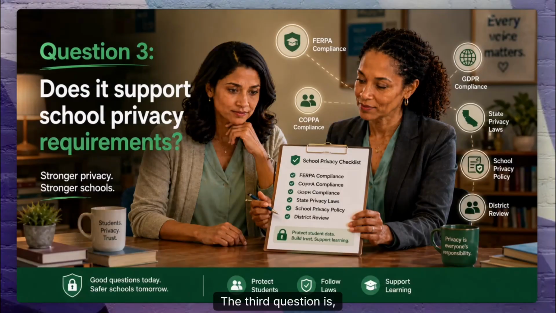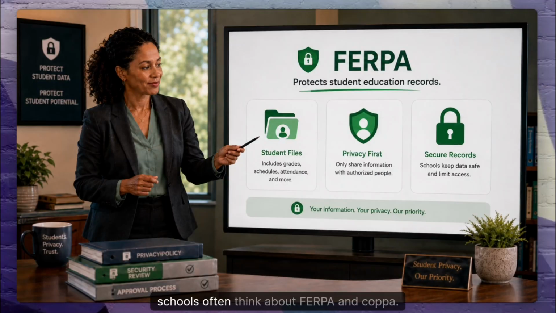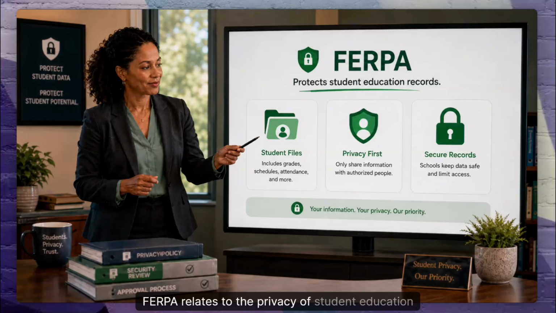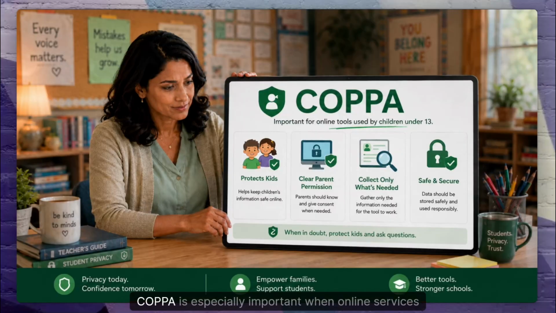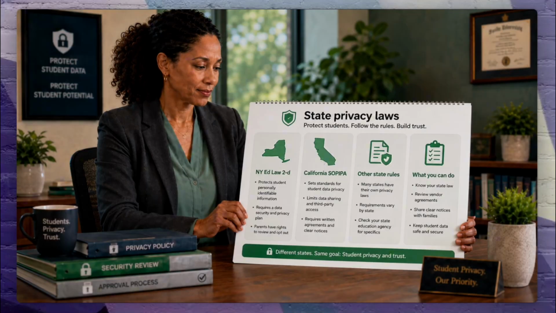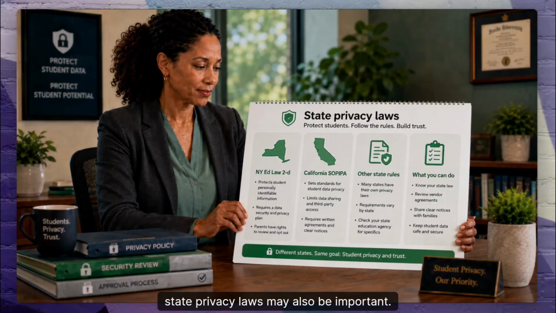The third question is, does the tool support the privacy requirements schools care about? In the United States, schools often think about FERPA and COPPA. FERPA relates to the privacy of student education records. COPPA is especially important when online services are used by children under 13. For international schools or schools with global privacy requirements, GDPR may also matter. And depending on the school or district, state privacy laws may also be important.